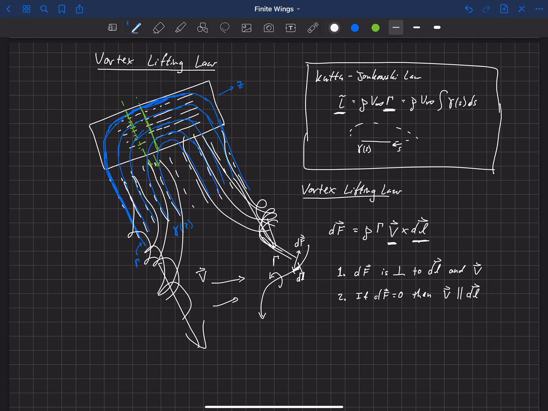Okay, so we're going to use our understanding of vorticity here and this vortex lifting law to study the aerodynamics of finite wings, and we're going to start by looking at Prandtl's classical lifting line theory.